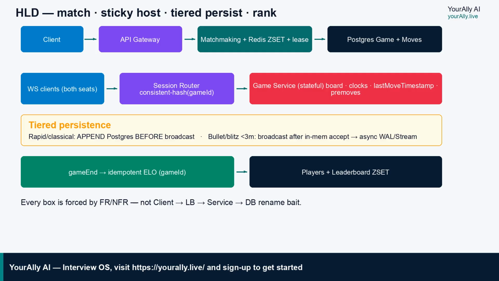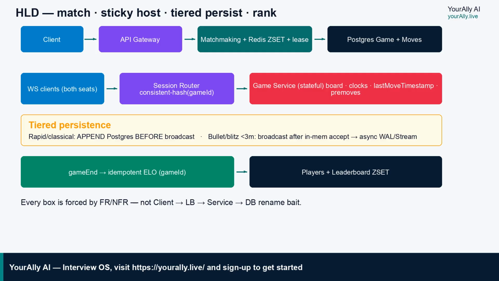Both clients connect through a session router that consistent hashes on gameId into a membership registry: ZooKeeper, etcd, or Consul in interview speak. The unstated requirement is affinity. Both seats must share one game service process holding the board and both clocks in memory. Chess state is a few hundred bytes and lasts minutes. That is why stateful memory beats a shared store per move on the hot path. A shared store would spend your latency budget to solve a memory problem you do not have.